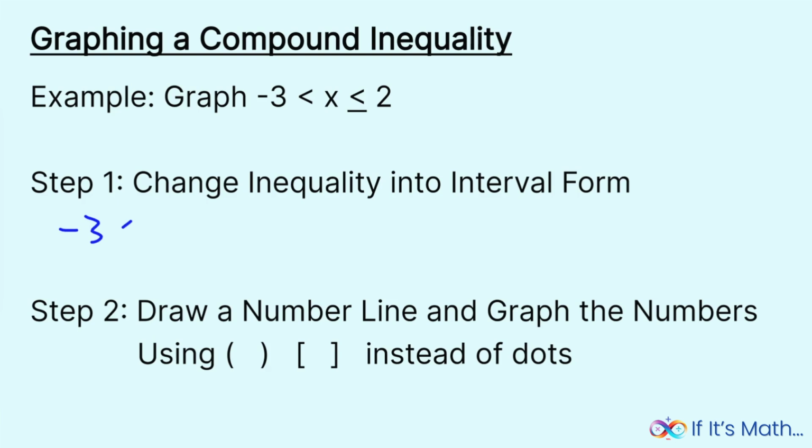So if you have -3 is less than x is less than or equal to 2. Remember, put in your 3 numbers. So I've got -3 and 2. At the beginning, there is no or equal to. So this is going to be parentheses. At the end part, there is an or equal to. So you're going to use the bracket. So that's our interval form for -3 is less than x, which is less than or equal to 2.